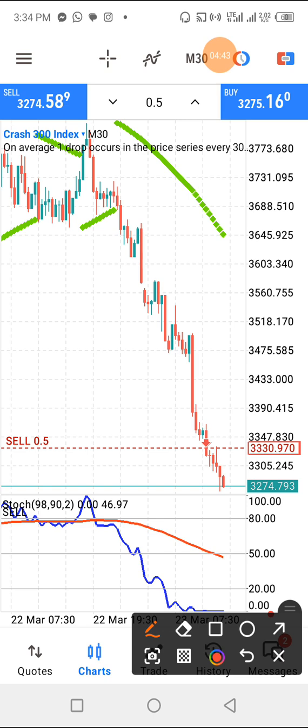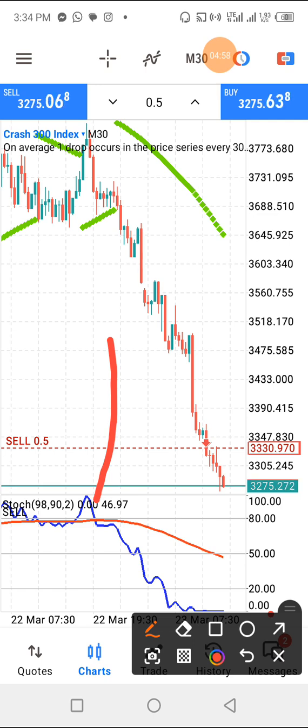Now our oscillator, that's the window one. We want to see this blue line cross below the red line. Then when it crosses, you won't take the trade immediately. You won't take the trade immediately it crosses.